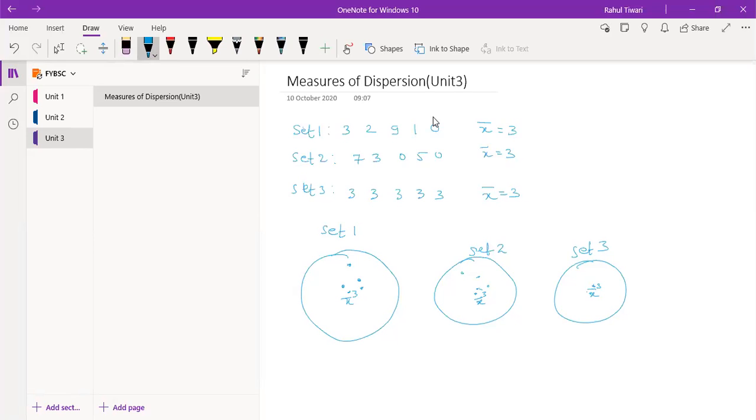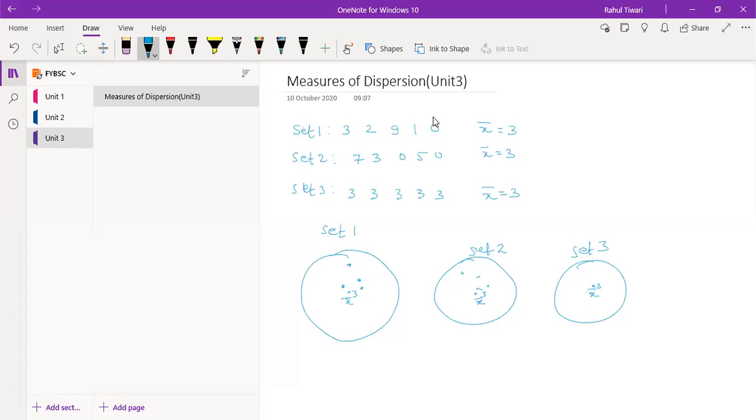Similarly, deviation between this observation, deviation means difference. So 3 minus 3 is 0. Everywhere you can find the deviation is approximately 0. That means in my data set 3, I can conclude that the variation among the data from the mean is very less.